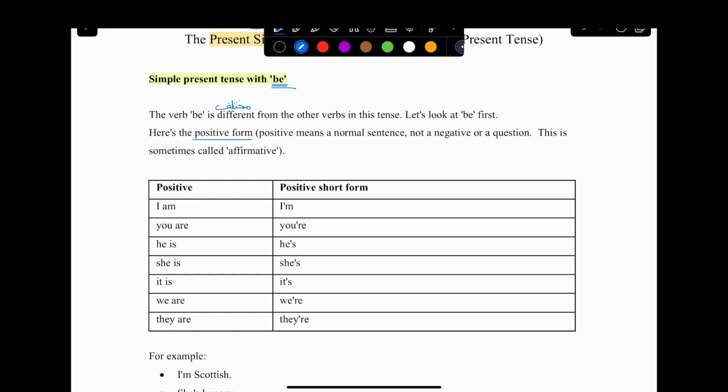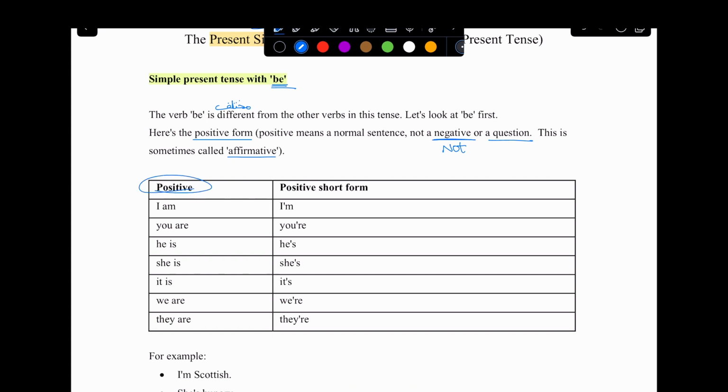إنه الجملة تكون normal, طبيعية, ليس negative. So we don't use, for example, not أو سؤال. So normal معناتها أن الجملة تكون جملة عادية ليس السؤال، أو تكون negative بمعنى النفي. والpositive form في بعض الأحيان تسمى أيضا affirmative. So affirmative or positive form.